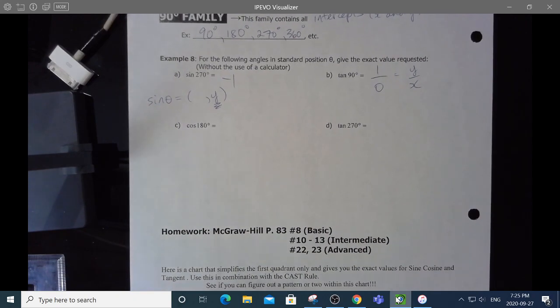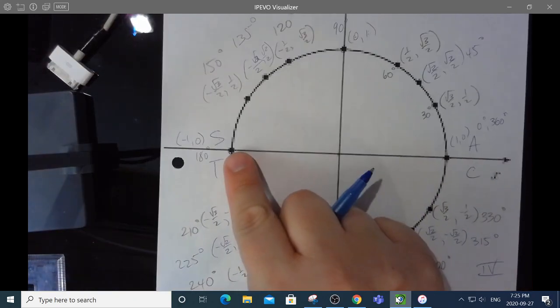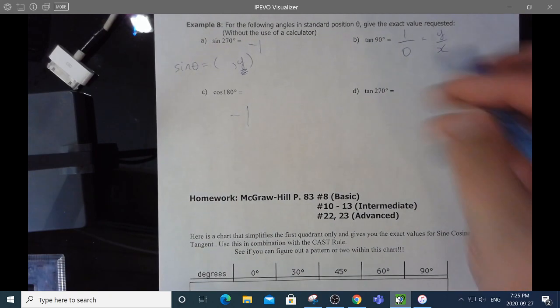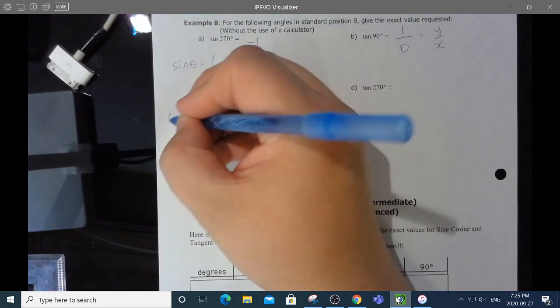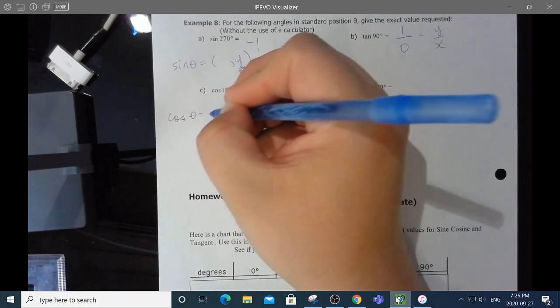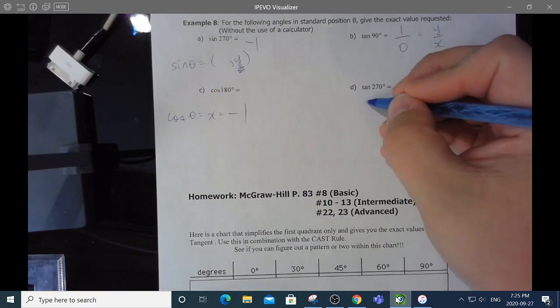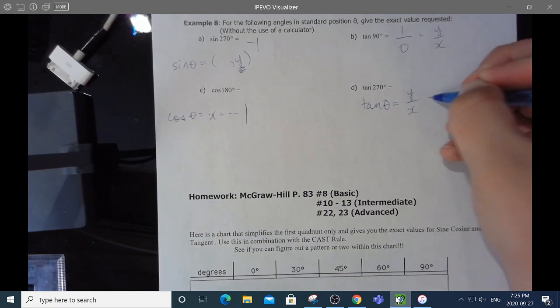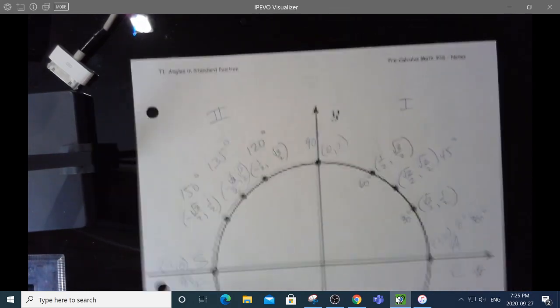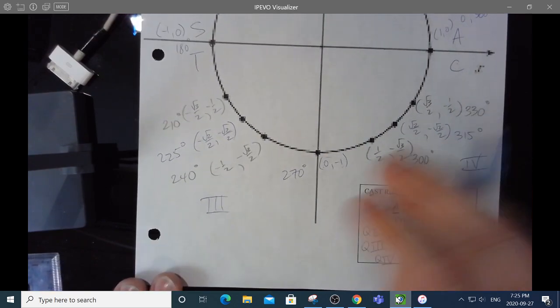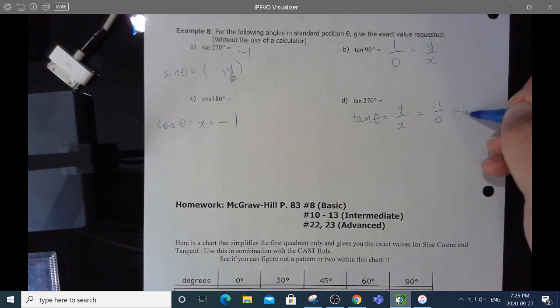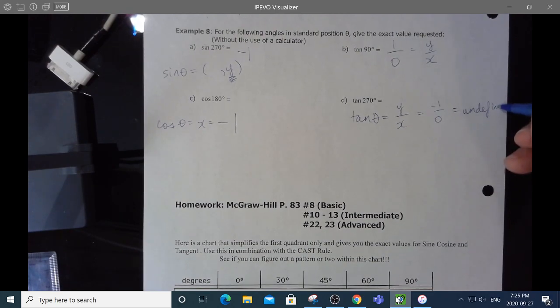All right, let's take a look at the cosine of 180. At the 180 mark, the x value is -1. So that's -1. And tangent of 270. Okay, tangent again. Cosine of theta is equal to the x value, which is -1. And tangent is the opposite over the adjacent, which in this case is y over x. So the tangent of 270 is -1 over 0, which again doesn't exist. -1 divided by 0 is undefined. I should call that undefinable.